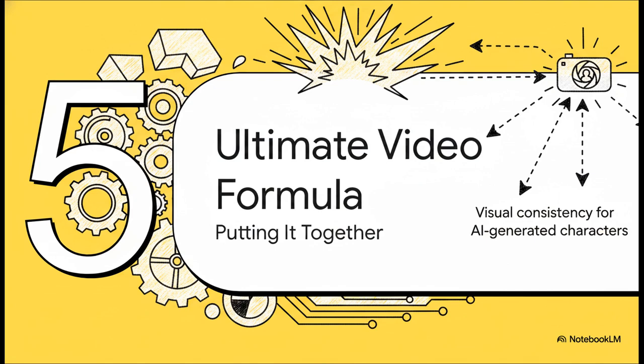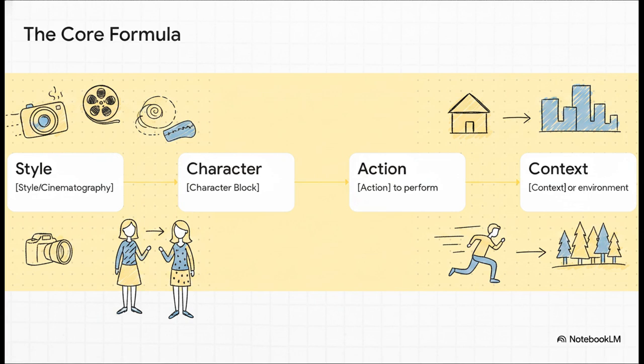All right, the moment of truth. Let's bring it all together in Section 5, the ultimate video formula. This modular structure is honestly the holy grail of generation. Step 1, your style. Step 2, your character block. That's your verbatim, copy-pasted Marcus or Priya description. Step 3, the action. Step 4, the context. The sheer genius of this formula is that as your story progresses, steps 1, 3, and 4 can totally change. But step 2, your character block remains mathematically absolutely fixed.